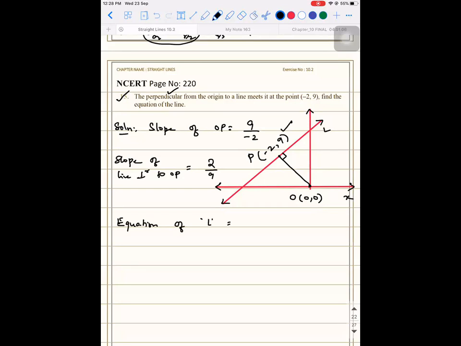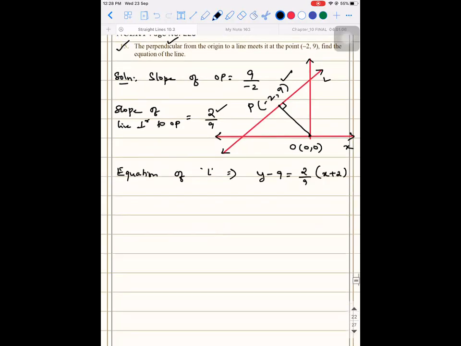Equation of L is what? You know a point, you know the slope. y minus 9 is equal to m into (x minus x1). So 9y minus 81 is equal to 2x plus 4. So 2x minus 9y minus 85 is equal to 0, that is, 2x minus 9y plus 85 is 0. Did you understand what I did? Okay, this is one method.